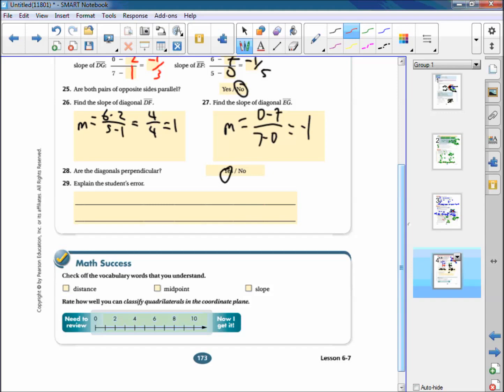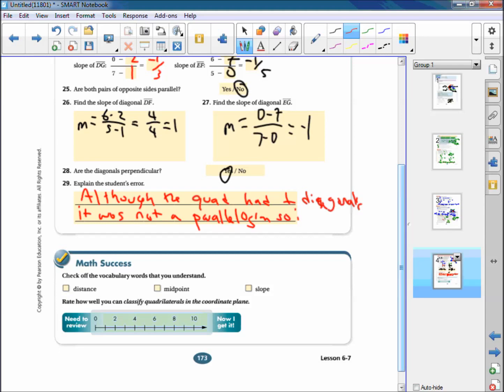Okay, so although the shape had perpendicular diagonals, and maybe instead of shape we should put quadrilateral. So although the quadrilateral had perpendicular diagonals, it was not a parallelogram. So it can't be a rhombus. And what it really was is a kite.